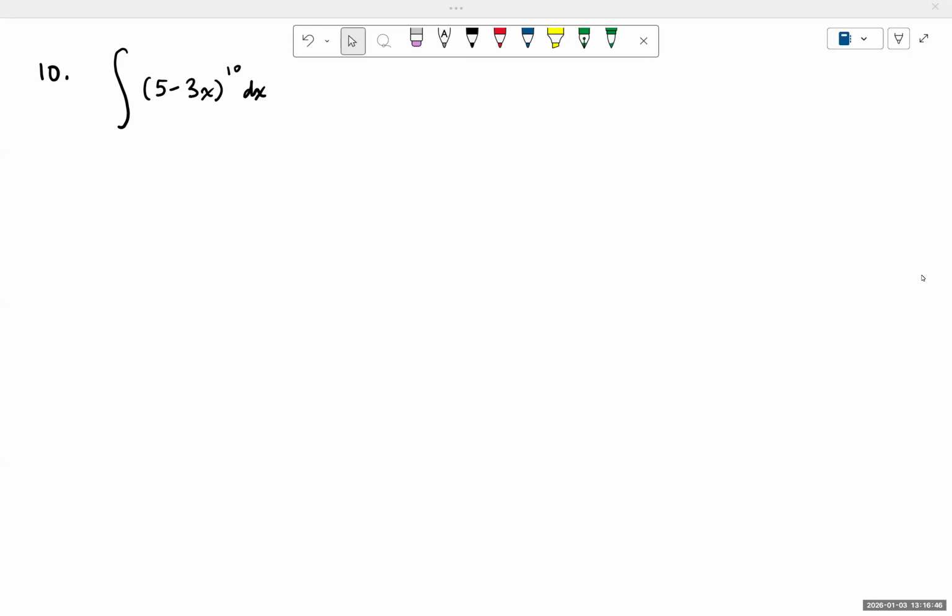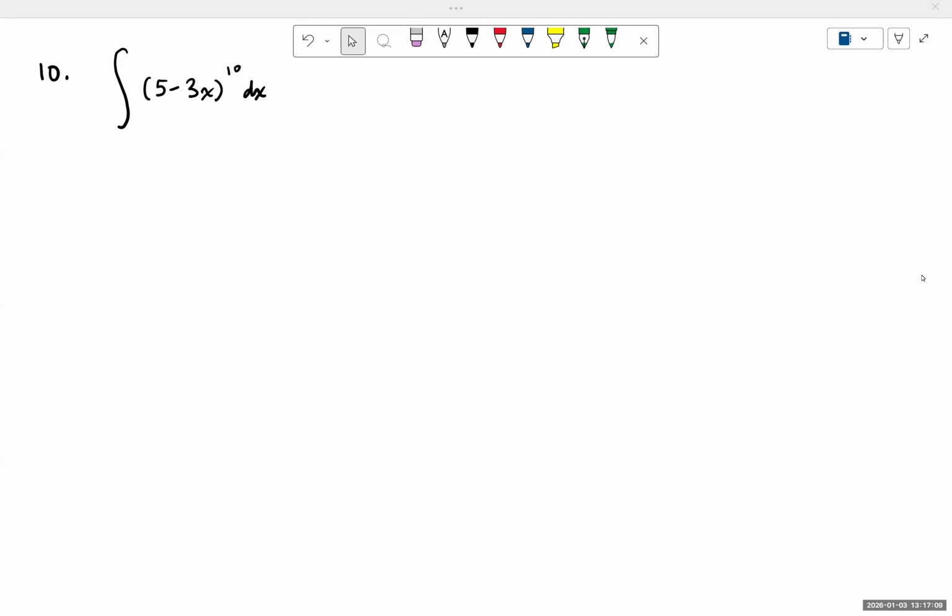Here are some examples which are not exactly of the simple basic form that we're going to find on the table, but we can make a pretty quick substitution to get them into that form. So these are u-substitution problems. Basically, what we're doing here is, as you recall, kind of undoing the chain rule, right?